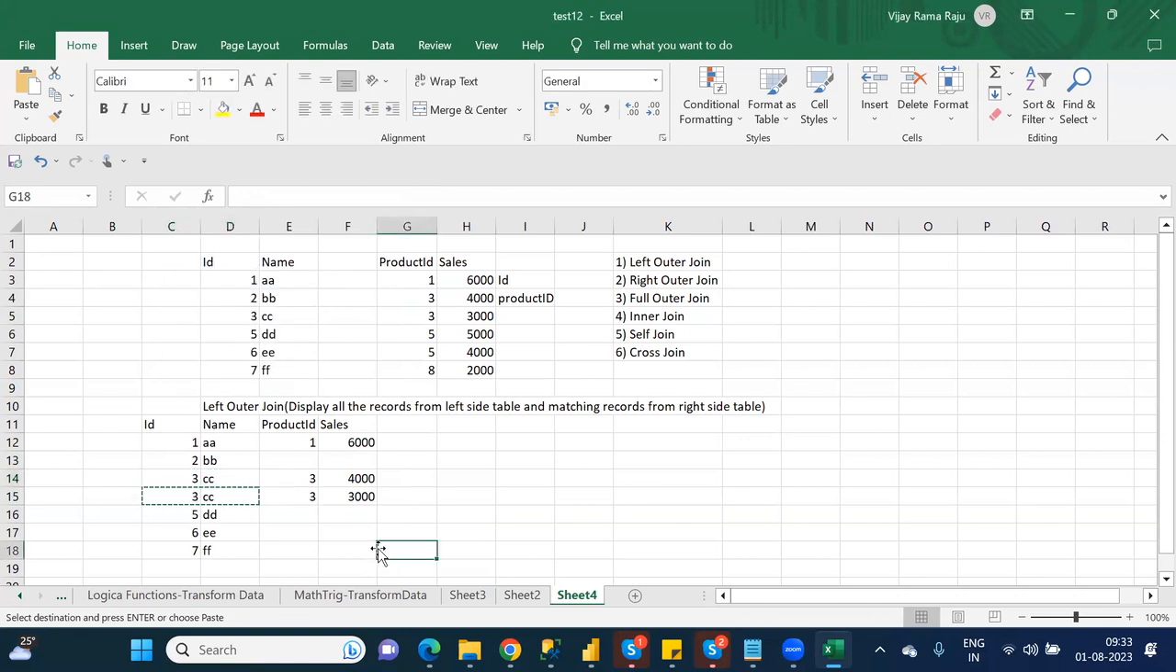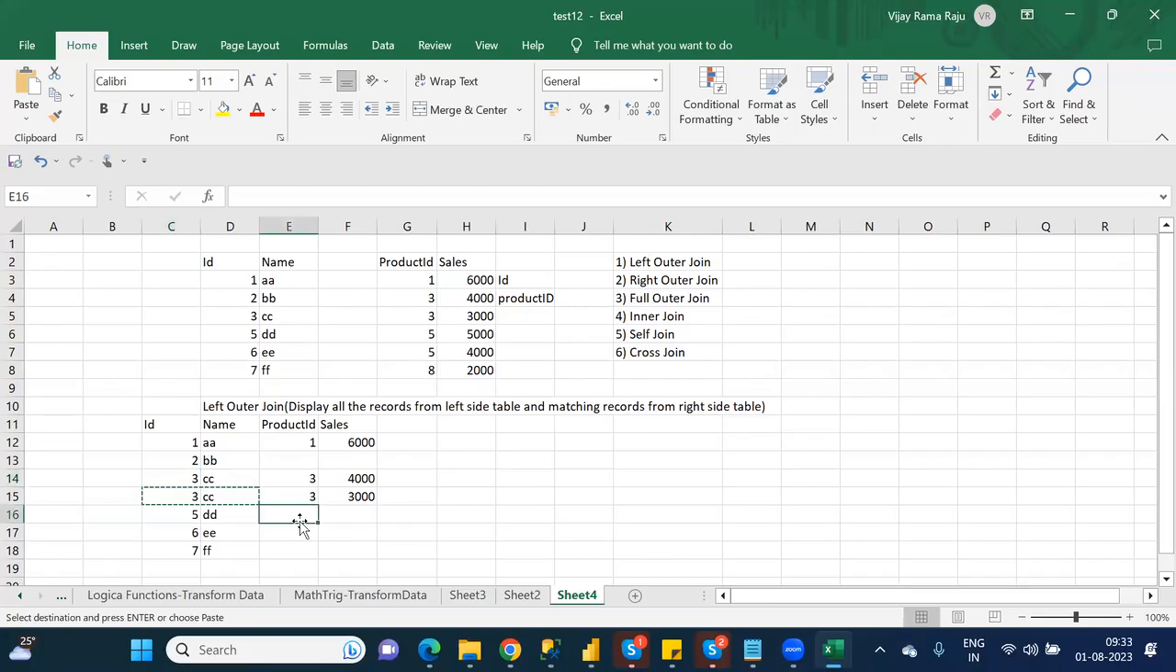Understand clearly or not? That means this 3 is matching 2 times. That means it will be there 2 times in the left side also. The same value will be repeated with the right side table 2 times. Understand clearly or not? Is it clear or not?